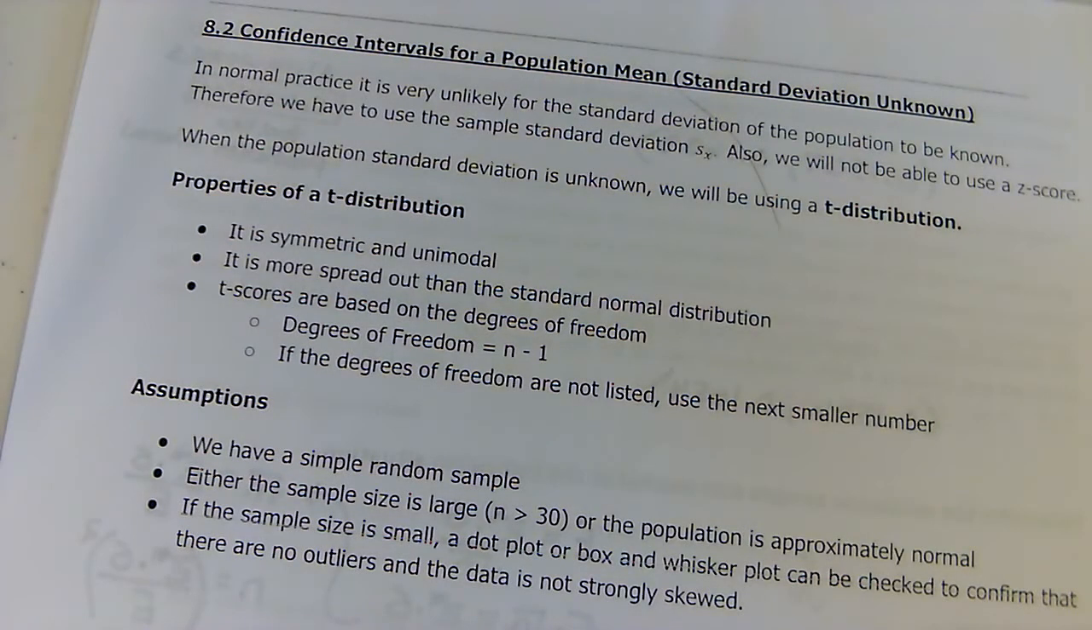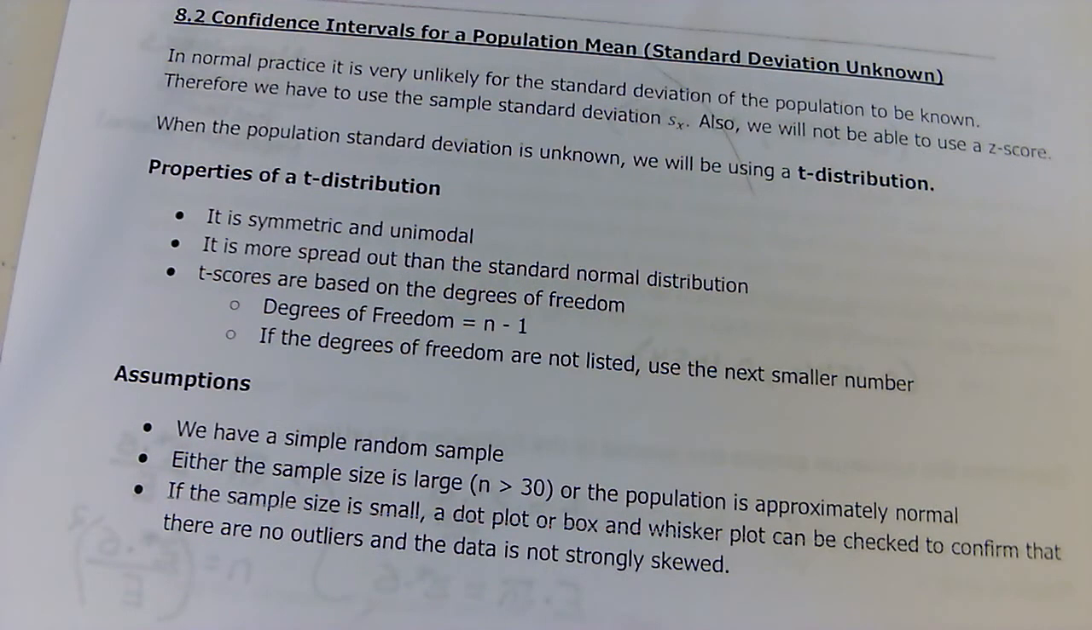In 8.1, we looked at finding the confidence interval for a population mean when the standard deviation for the population was known. Now, if we don't know the population mean, would we really know the population standard deviation? It's very unlikely that we would know it. So that in normal practice is very unlikely. Therefore, we would have to use the sample standard deviation. Also, that means we would not be able to use a z-score.